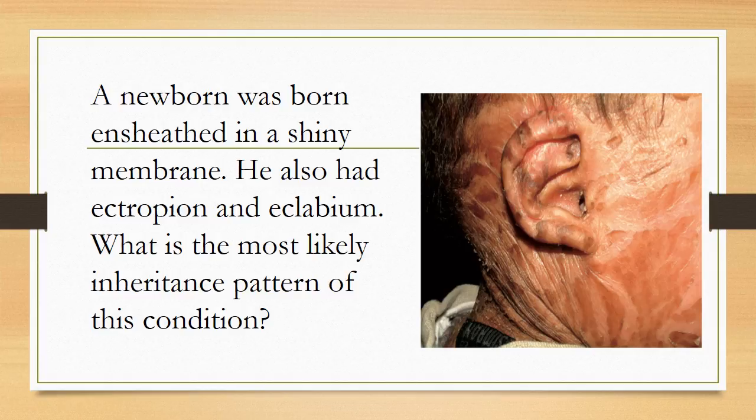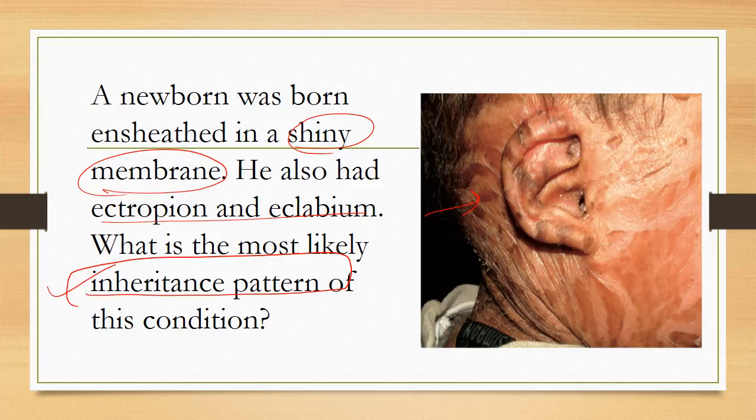This here is a newborn ensheathed in a shiny membrane, with ectropion and eclabium. This is the lesion that has been shown here, the scaly lesion, these lines. This is another example that I put up because sometimes the question is asked on the inheritance pattern. So in dermatology, the conditions which have a specific inheritance pattern, be it autosomal recessive or X-linked, these are important questions that we have often seen being asked in the examinations.